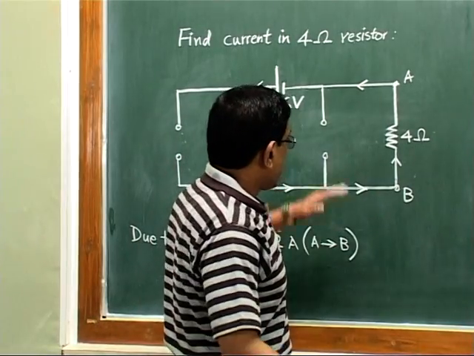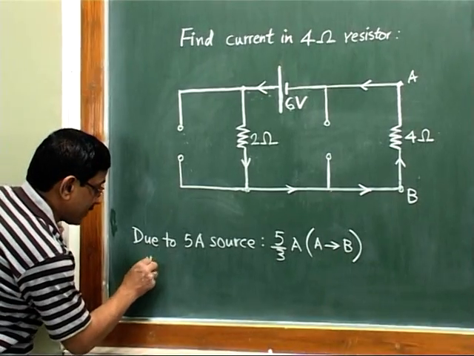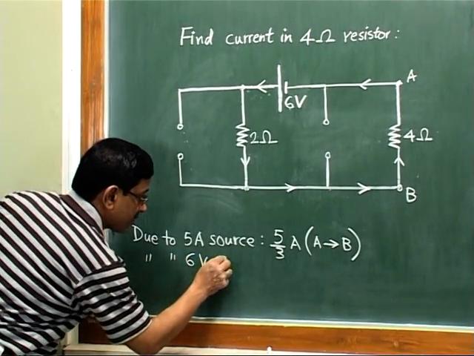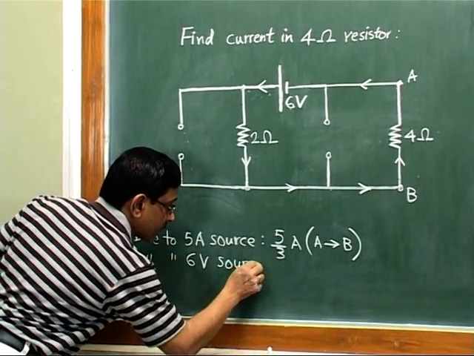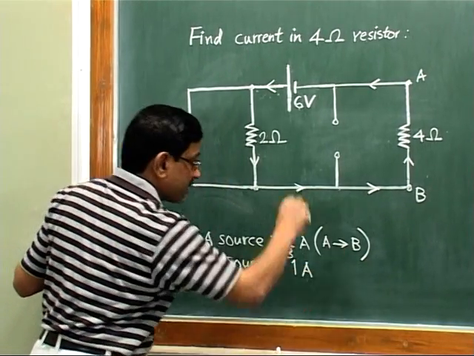So what is the result of the second source? The result is that directly here I will write, due to 6 volt source, what will be the current? Current will be 1 ampere and its direction is now B to A.